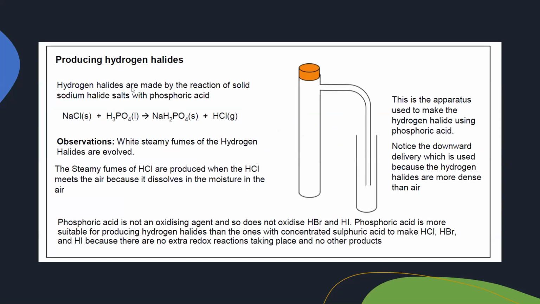For producing a hydrogen halide, hydrogen halides are made by reaction of solid sodium halide with phosphoric acid. The observation will be misty fumes. And phosphoric acid is not an oxidizing agent, so it does not oxidize hydrogen bromide and hydrogen iodide. Phosphoric acid is more suitable for producing hydrogen halides than concentrated sulfuric acid, because concentrated sulfuric acid can react with hydrogen halides as well.